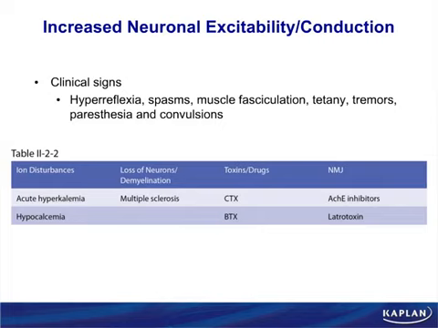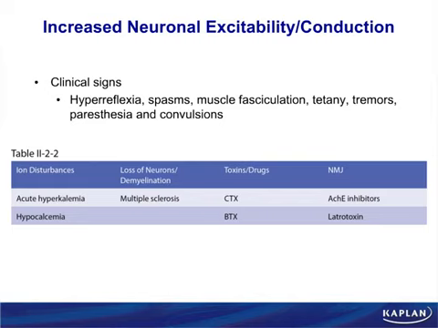All right, go in the opposite direction. Clinical vignette, Step 1, patient is experiencing muscle fasciculations. They have tetany, they have tremors, they have hyperreflexia, spasms, convulsions, paresthesias. Odds are they're not going to put all of these in the clinical vignette, but they throw a couple of them in here. And we're thinking, okay, increased neuronal excitability conduction.